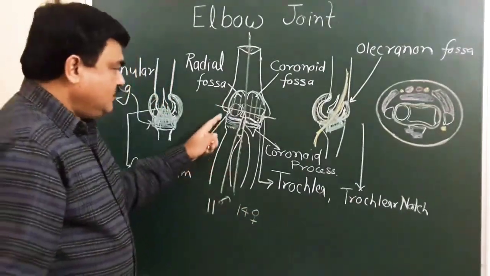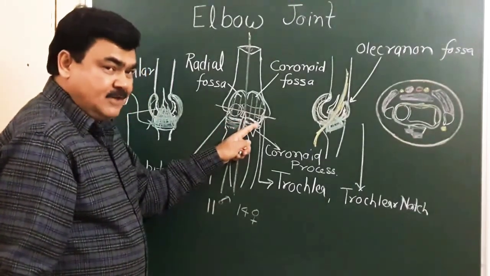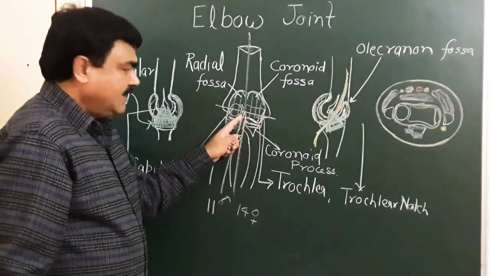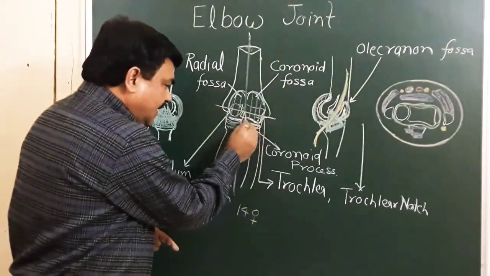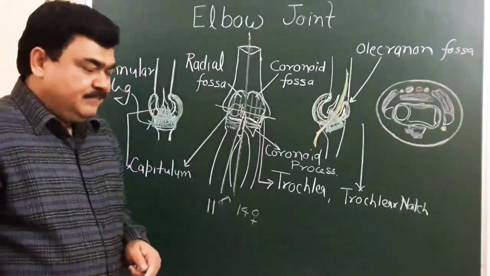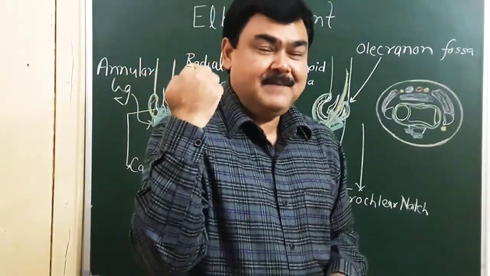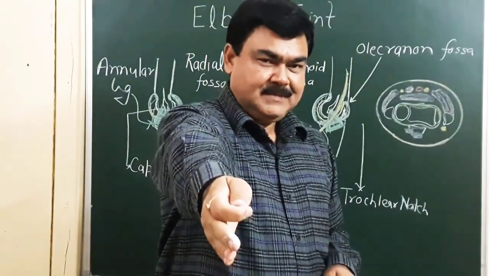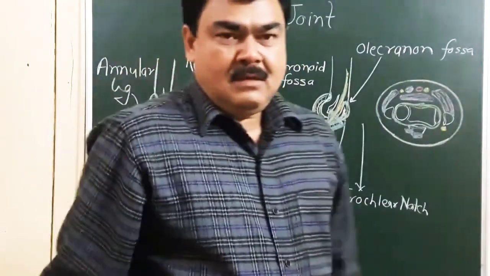This carrying angle is due to the medial flange of the trochlea being about 6 millimeters lower than the lateral flange. And this articular surface is not horizontal, it is oblique. During flexion, this carrying angle disappears, and in the mid-prone position, this angle also disappears. So this is all about the elbow joint.